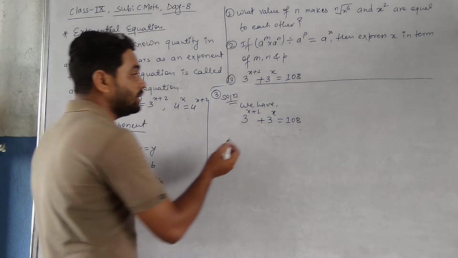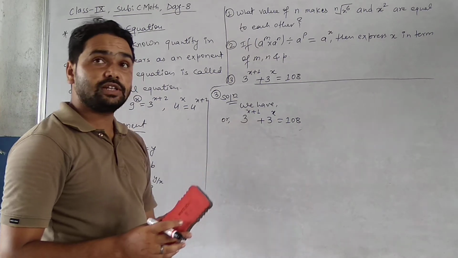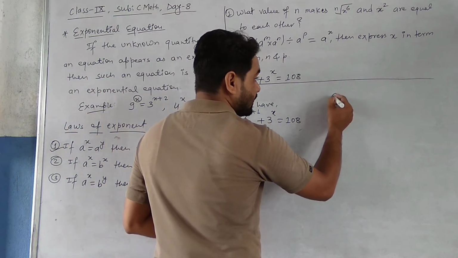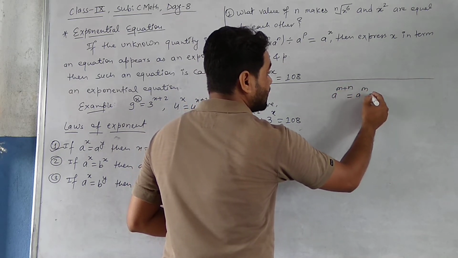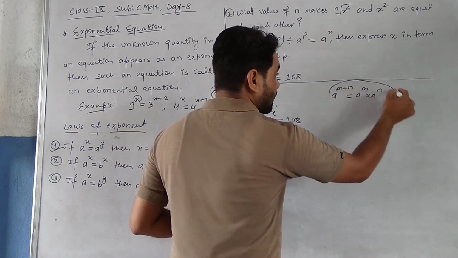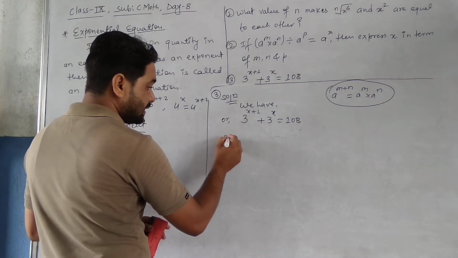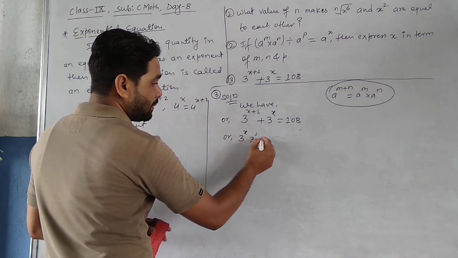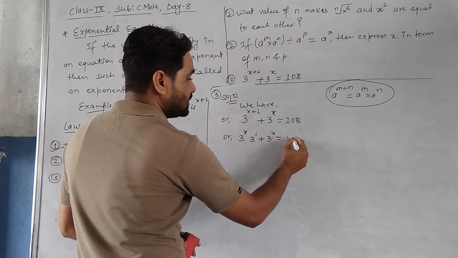Now first of all we apply the indices law. That means 3 power x plus 1 is there. Now we are going to split this first, as a power m plus n can be written as a power m into a power n. So now we are going to break on the basis of this. So let's break that: 3 power x into 3 power 1 plus 3 power x as usual equals 108.